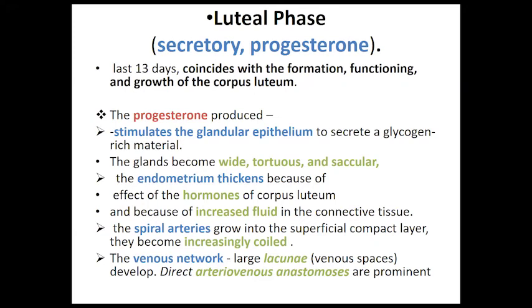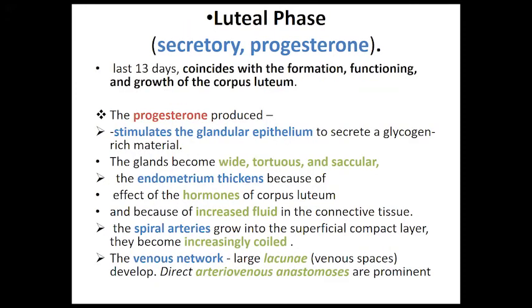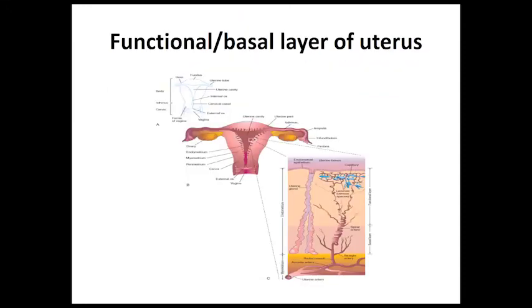In the proliferative phase, it is only the proliferation. What occurs is that the epithelium of the endometrium reforms, the glands increase in number, and the spiral arteries elongate, whereas it becomes edematous in the luteal phase. You see the functional and the basal layer.